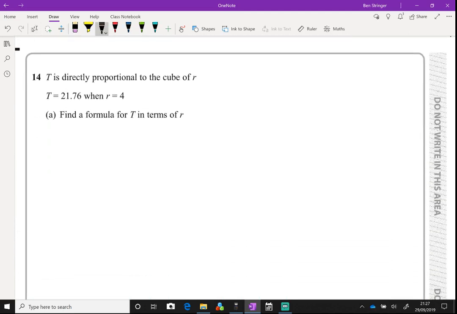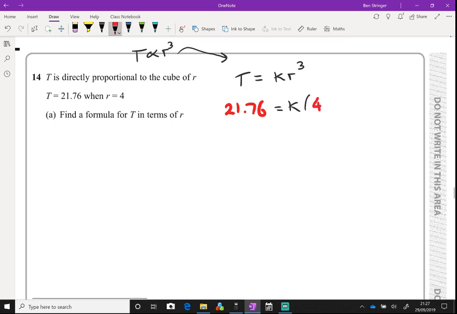T is directly proportional to the cube of R. We can say that. And directly proportional, remember, to get to there, you just need your constant. T is 21.76 when R is 4. Substitute that in. So this will allow us to find our constant K. 21.76 equals 64 times K, K times 4 cubed.